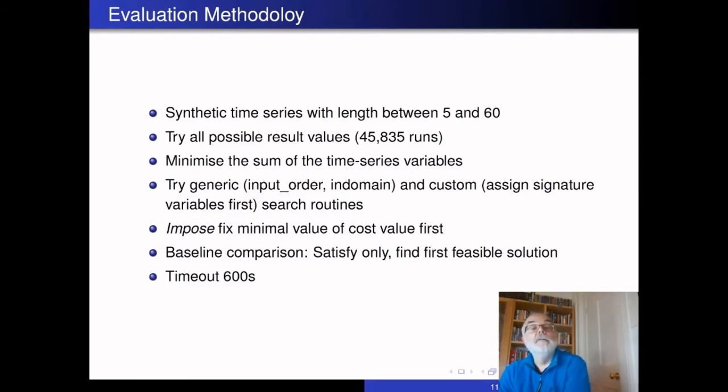It's easy to see that the bounds basically work the same way for lower and upper bound. We tried two different search methods, one where we use a generic input order in-domain search for the decision variables, and one where we do this on the signature variables. We can also try and impose the minimal value of the cost value immediately at the beginning of the search. That will give us stronger propagation, and this works in this case because the bounds are strong. We have a baseline comparison where we only try and find the first feasible solution, and that obviously is a simpler problem. Overall, we have a timeout of 600 seconds, so we stop as soon as we reach that timeout.